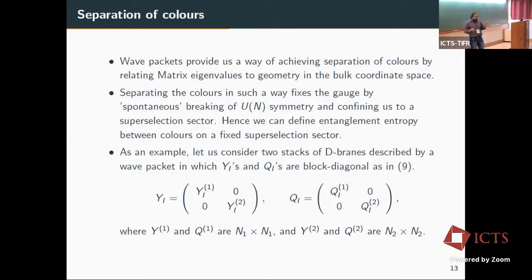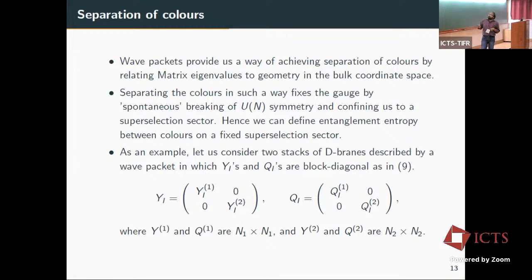This will confine us to a given superselection sector by putting some boundary conditions on the states. In this way, we can define entanglement entropy between colors on a fixed superselection sector. As an example, let us again consider the two stacks of D-branes that we had considered previously, with N1 stacks at one location, N2 stacks at another location, and the wave packet centered around Y and Q as such.